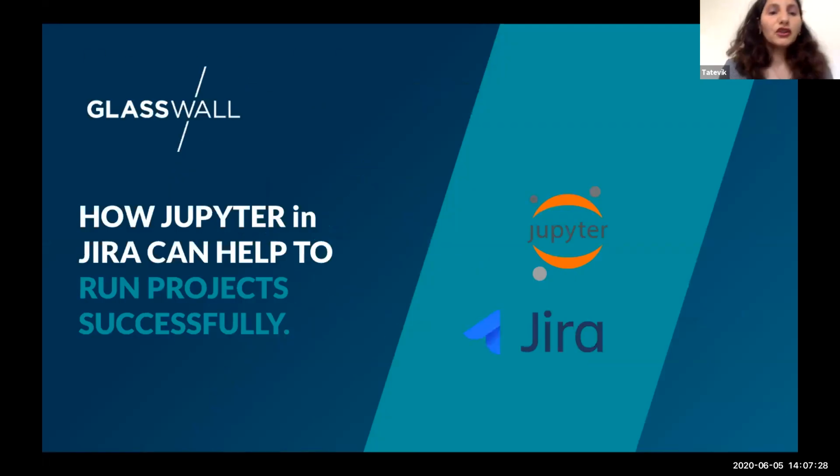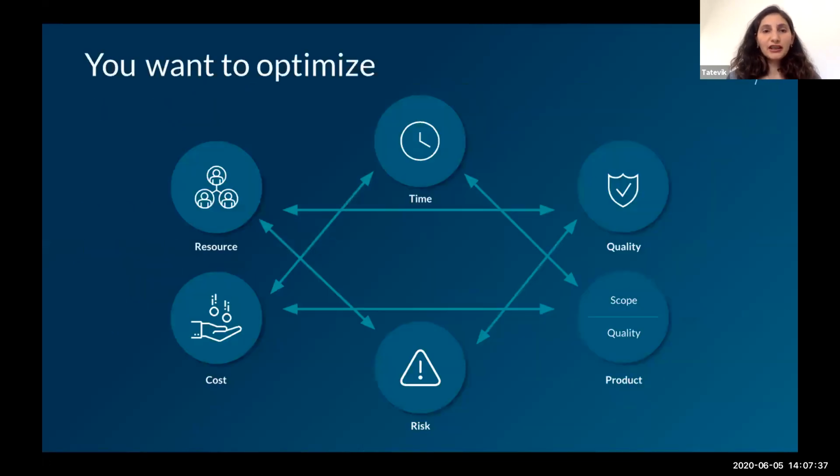So in this session, we will talk about how Jupyter and Jira together can help you to run a project successfully. In each project, we are facing the following constraints, and we want to optimize the flow. We have limited time and resources, and we want to achieve the highest quality. We want to minimize our costs, and we want to have transparency about the risk, and also we want to deliver something to the customer that is matching the requirements.